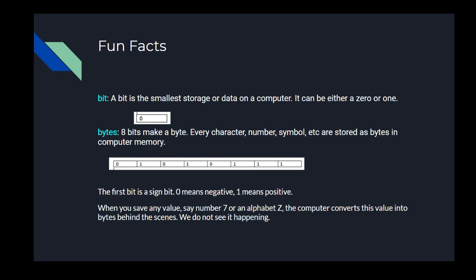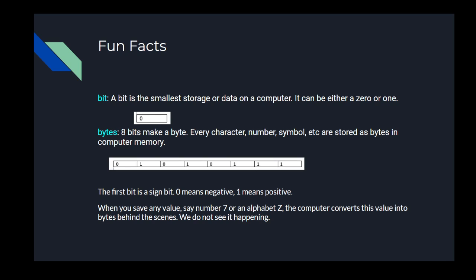A bit is the smallest unit of storage or data on a computer. It can be a 0 or 1. 8 bits make a byte. Every character, number, symbol, etc. is stored as bytes in computer memory. As you might notice here, this is binary. This is how the computer gets and translates stuff.